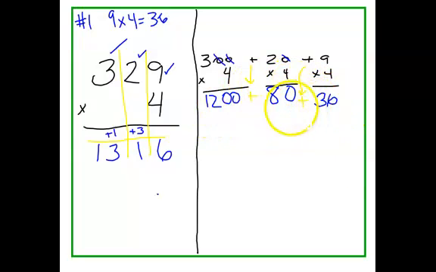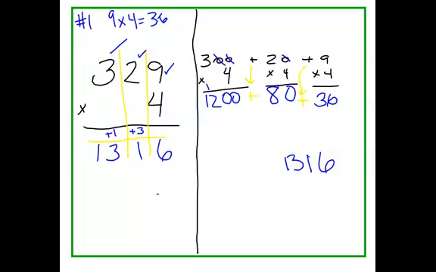Well, we have 6 1s, 0 1s, and 0 1s, so that's just 6. Here we have 3 10s, 8 10s, and 0 10s. 8 10s and 3 10s is 11 10s. So we're going to put one of the 10s here, and the other one we're going to carry up here. So now we have 12 hundreds plus 100. That makes 13 hundreds. So you can see we have the same answer no matter which way we do it.